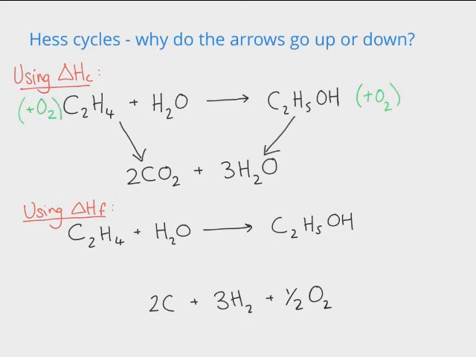Okay, looking at the bottom example, using delta H of formation, which way do the arrows go in that case? So, thinking of our definition, elements form compounds. You start with elements, you end with compounds. So once I've got elements at the bottom, that's what I'm going to do. I'm going to react them to form the compounds. So that's why in this example, the arrows go upwards.